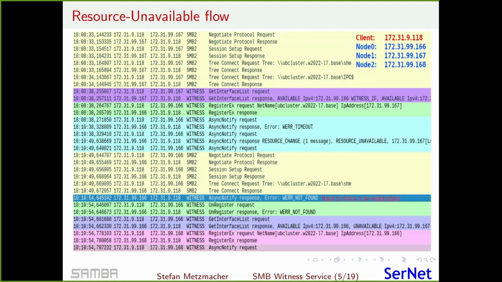Then assume a node fails or an IP address becomes unavailable. Here we have the situation, the client is currently connected to the 167 IP address and registers with the 166 node. And then after some time, it gets a resource change message where it says resource unavailable for that IP address. And immediately the client reconnects to a different node. Here it does this for the 166, but it's basically random or based on DNS round robin or something like that. So there's nothing in the resource change message that would tell the client to connect to a specific node. It just says this is no longer available. Try somewhere else.